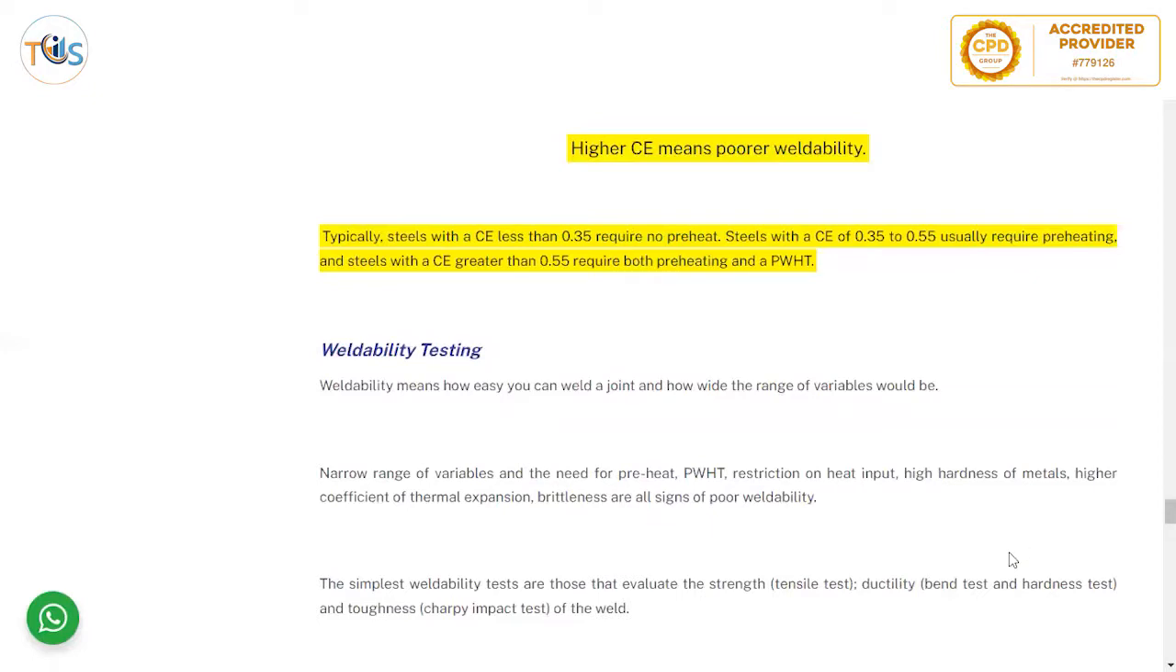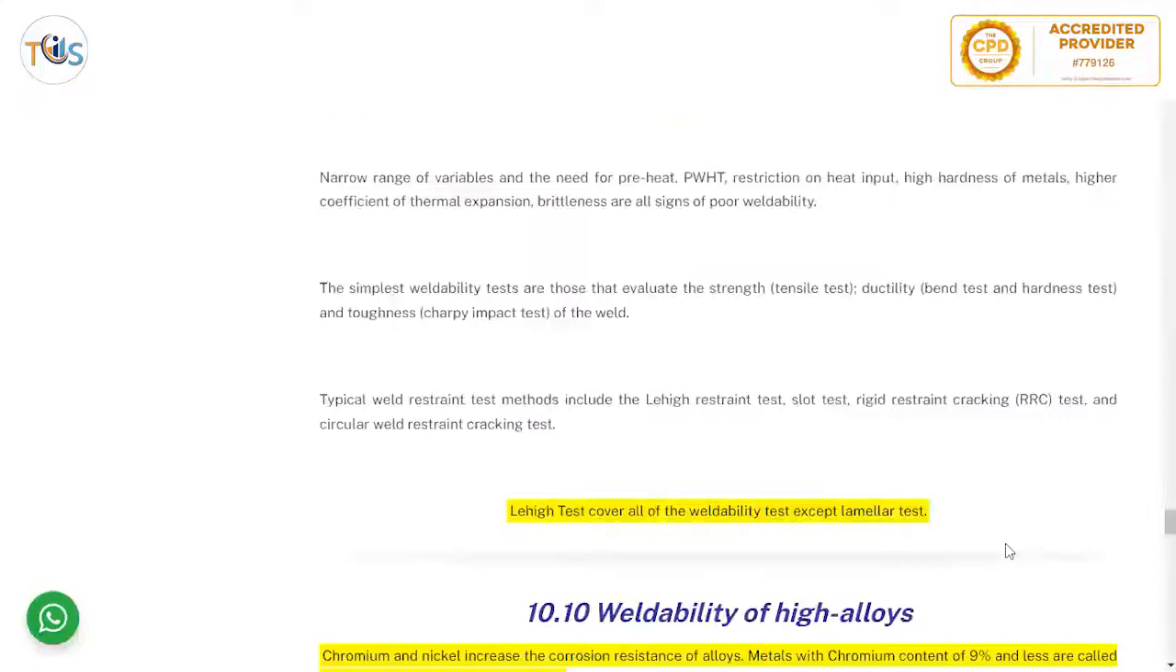Typically, steels with a carbon equivalent less than 0.35 require no preheat. Steels with a carbon equivalent of 0.35 to 0.55 require preheat, and over 0.55 carbon equivalent require both preheating and a post-weld heat treatment. This can be a potential question.